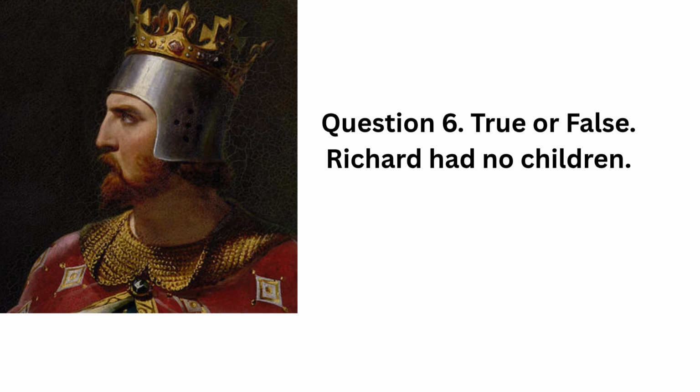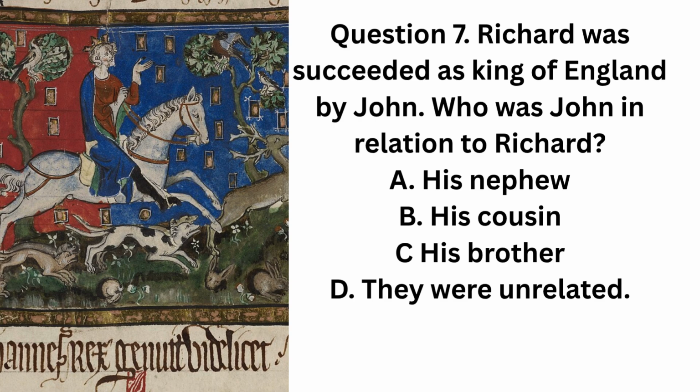Question 6. True or false? Richard had no children. Question 7. Richard was succeeded as King of England by John. Who was John in relation to Richard? A. His nephew, B. His cousin, C. His brother, or D. They were unrelated?